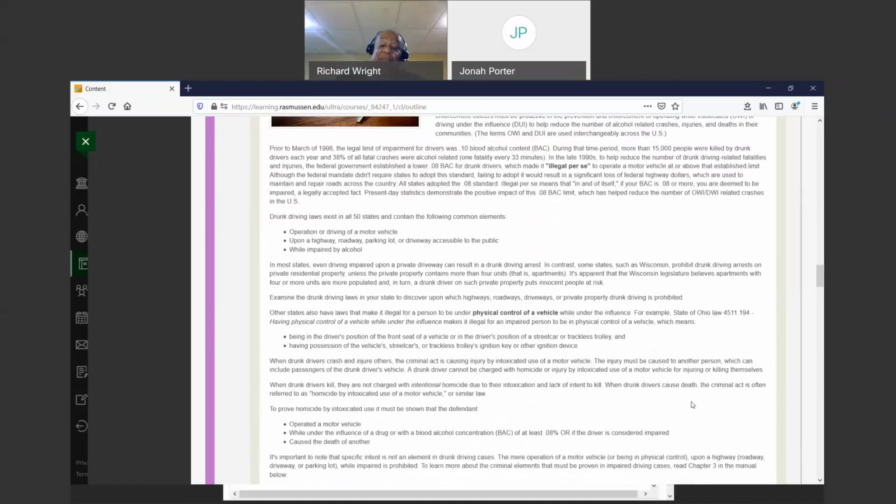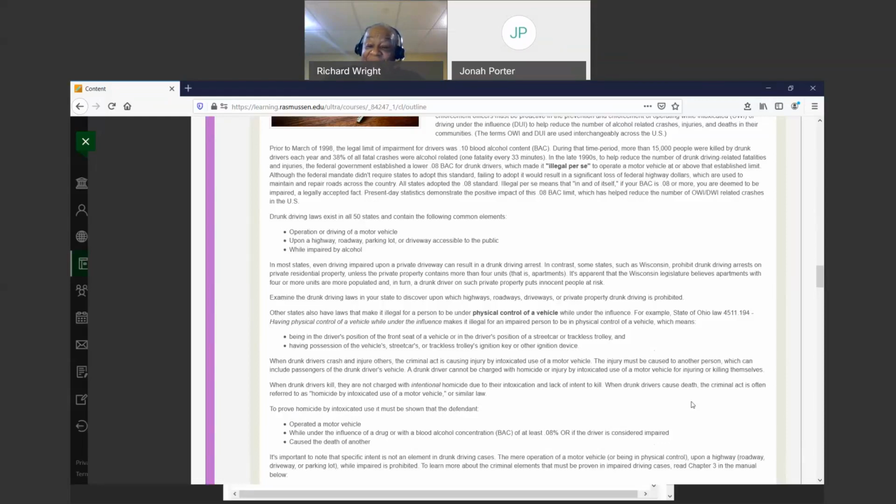So here's the deal. How do you know if a person is under physical control of a vehicle? Here's the pretty standard definition of that. If you're in the driver's position of the front seat of a vehicle, or in the driver's position of a streetcar or a trackless trolley, and having possession of the vehicle's ignition key or other ignition device.